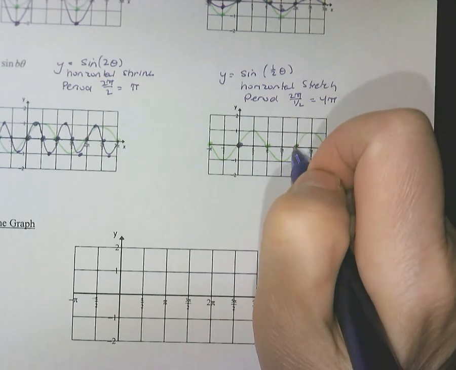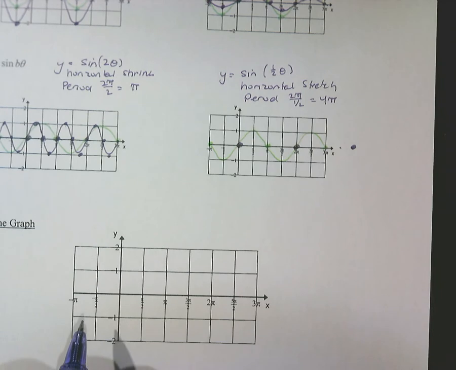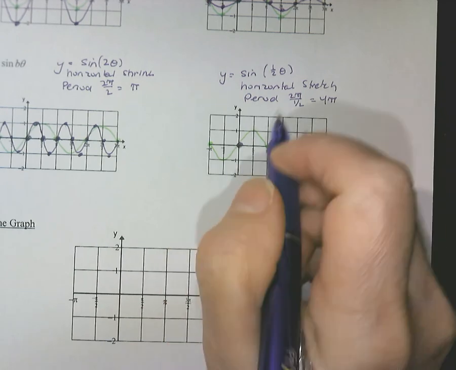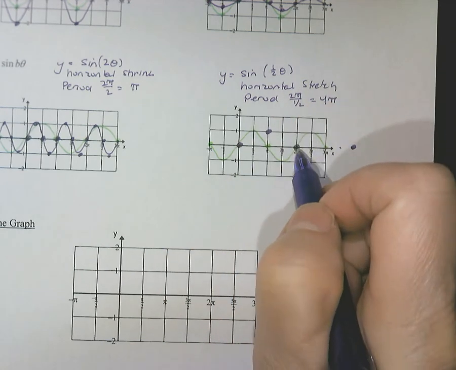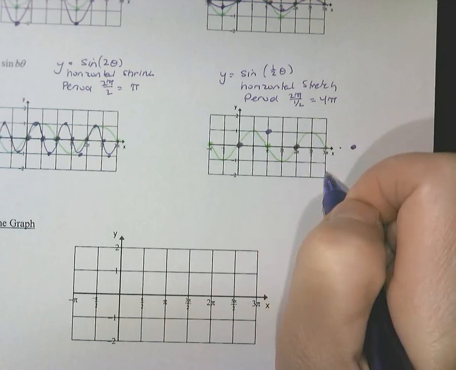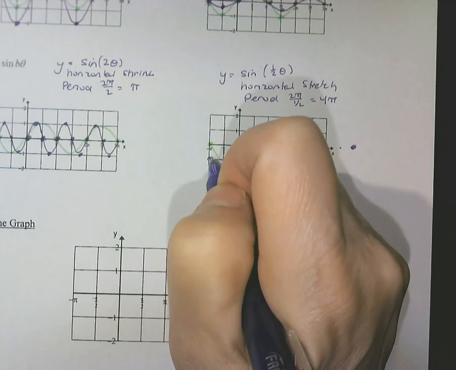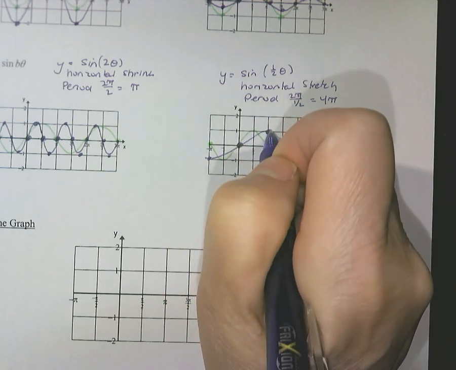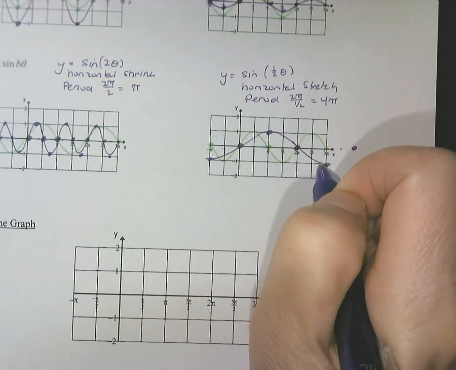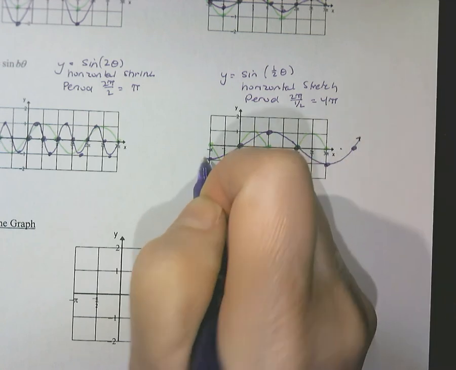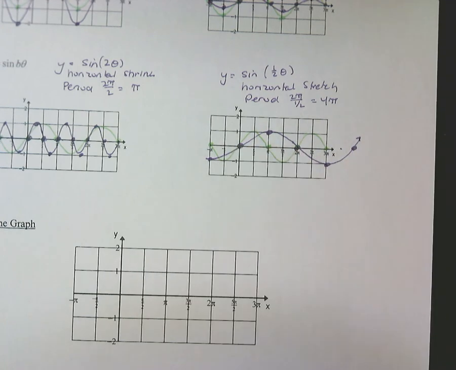Halfway between, I have another 0. Halfway between these zeros, I have a maximum. Halfway between these zeros, I have a minimum. And then the pattern continues. So that is what a horizontal stretch looks like.